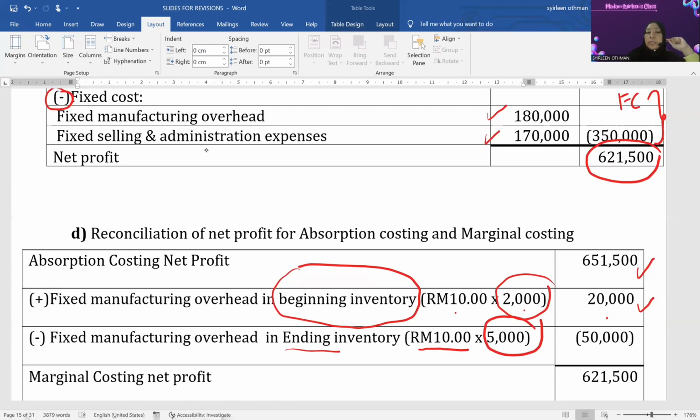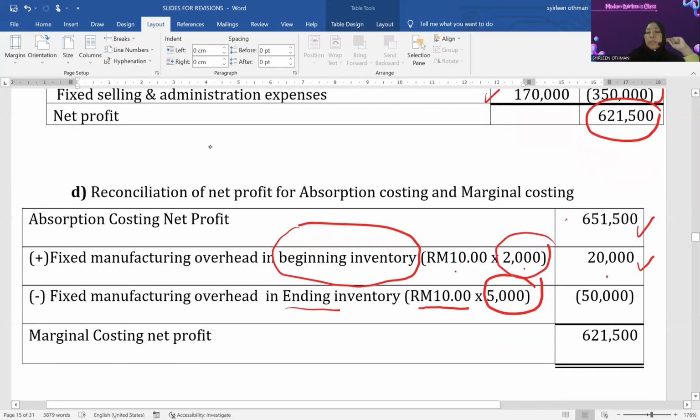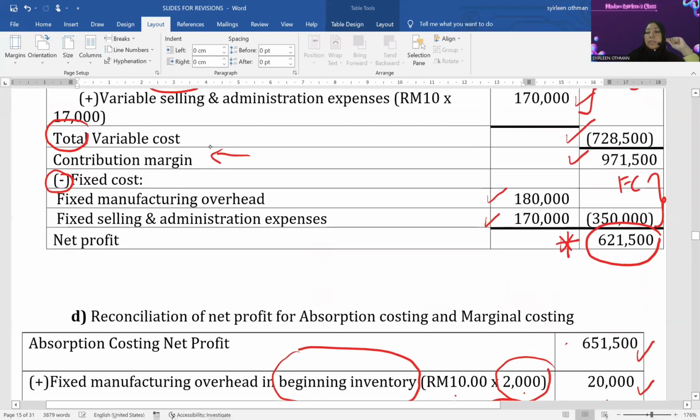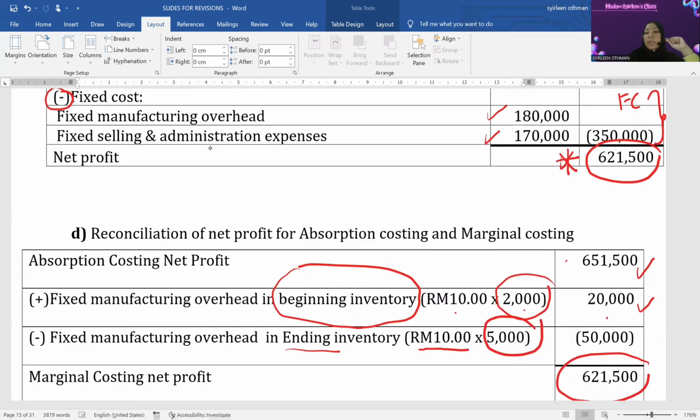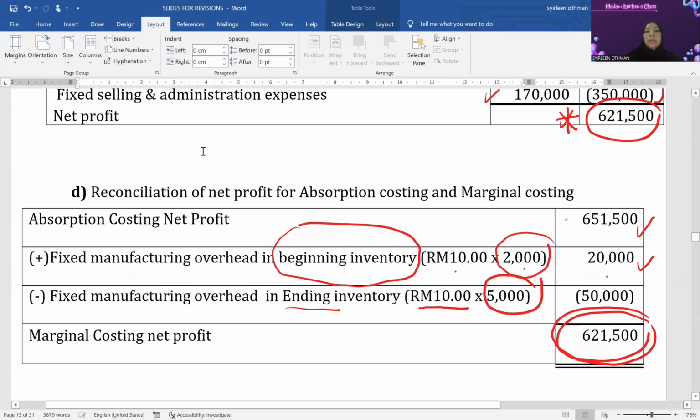So the absorption costing net profit plus the fixed manufacturing overhead in beginning inventory minus the fixed manufacturing overhead in ending inventory, you will get the marginal costing net profit, which is actually the same as the one you've calculated in the statement. So if you do the reconciliation and you are not able to get the net profit in the marginal costing statement, that means your calculation is wrong somewhere. Okay, so that's how we go about with the statement and the reconciliation for both net profits in topic 9.